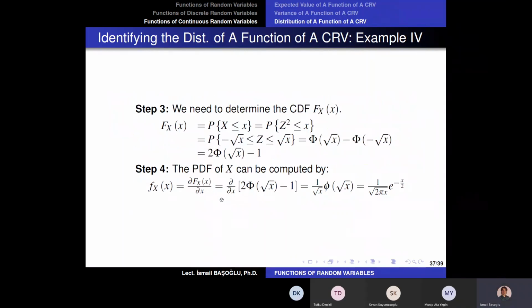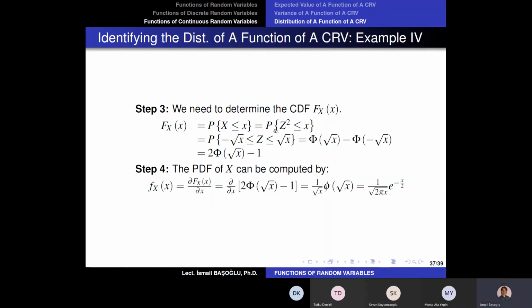The third step, we need to determine the CDF of X. What is X? X is the square of Z, right? So the CDF of X at X, which means the probability of X to be less than or equal to X, is equal to the probability of Z squared to be less than or equal to X. So as we know, the definition of X is equal to Z squared.